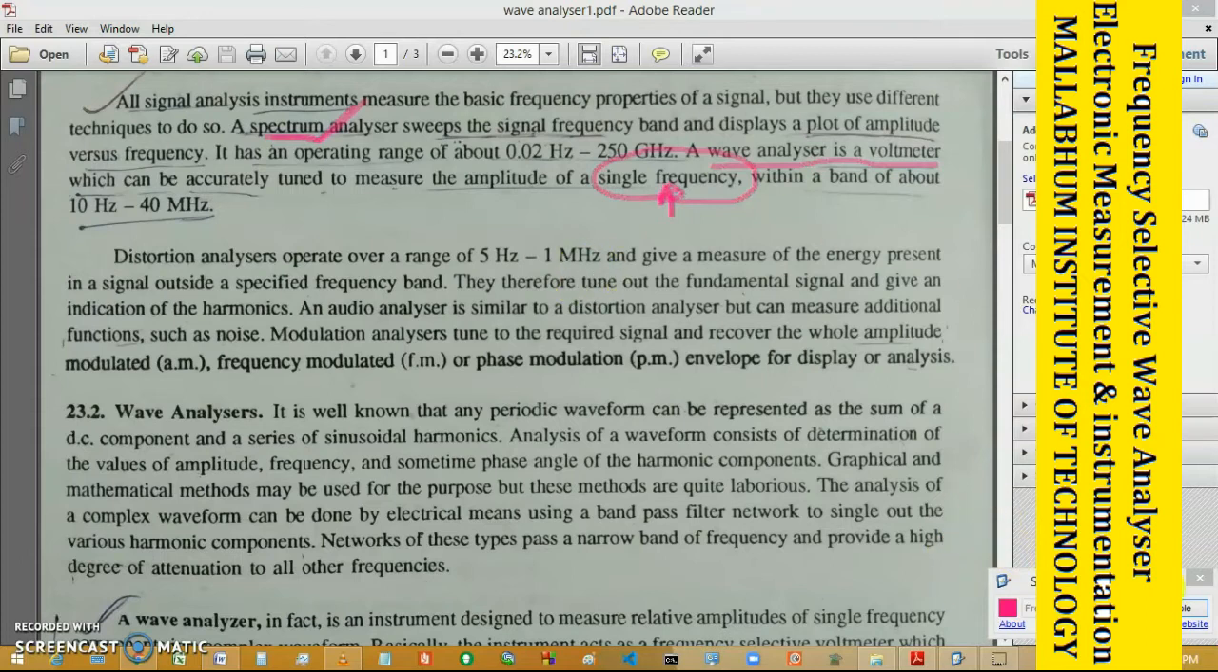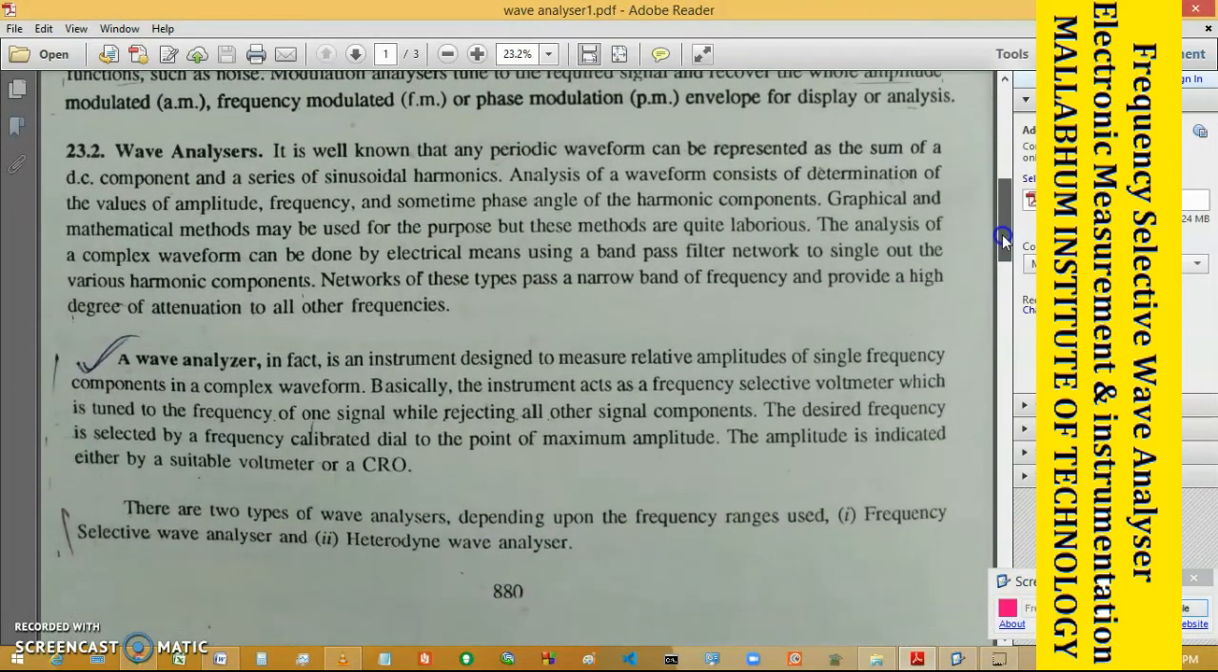Hope you get it, the introduction part. So you can see the wave analyzer is written here, and whatever I said in the introduction about the Fourier series is important: every signal is composed of a DC component and a series of sinusoidal harmonics. That is nothing but the statement of the Fourier series, that every signal is composed of a zero frequency component plus a series of sinusoidal harmonics. You can refer to the Fourier series expression and easily find the meaning of that.